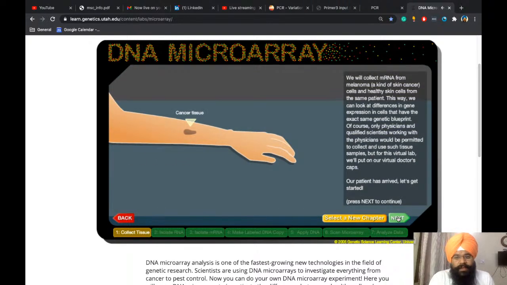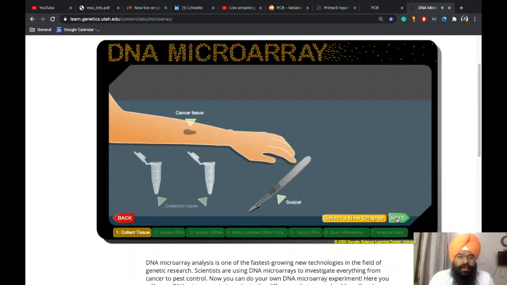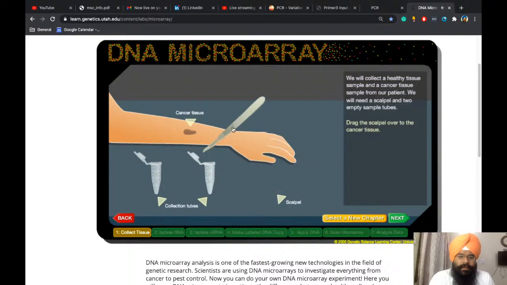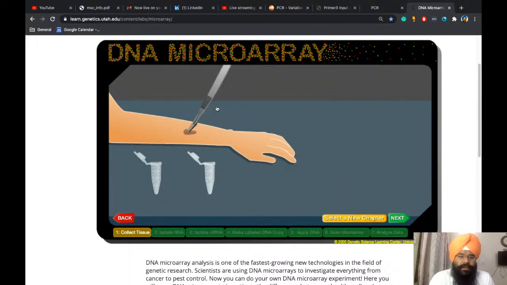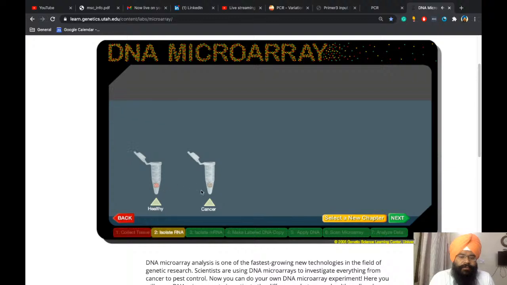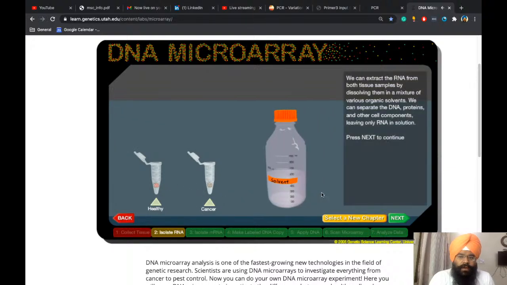So we have a cancerous tissue here, which has a melanoma, I guess, and we will take this from the patient. From the cancerous tissue, we took the cancerous cells and also normal healthy cells to compare. Now, with the help of a solvent, we will isolate the RNA.